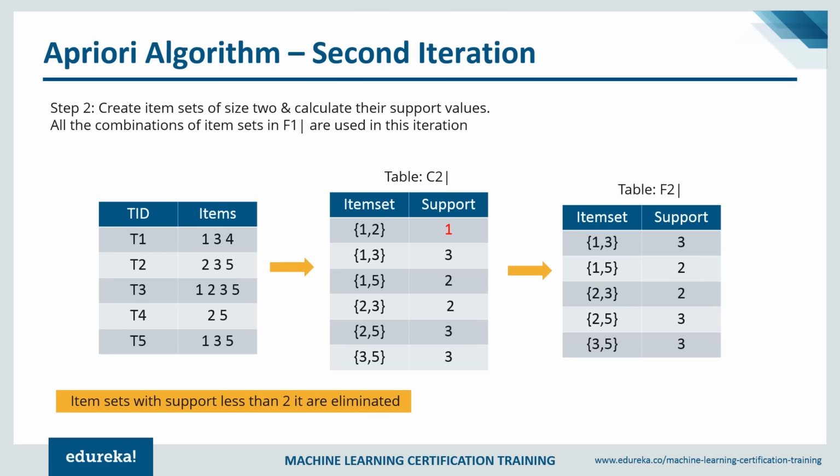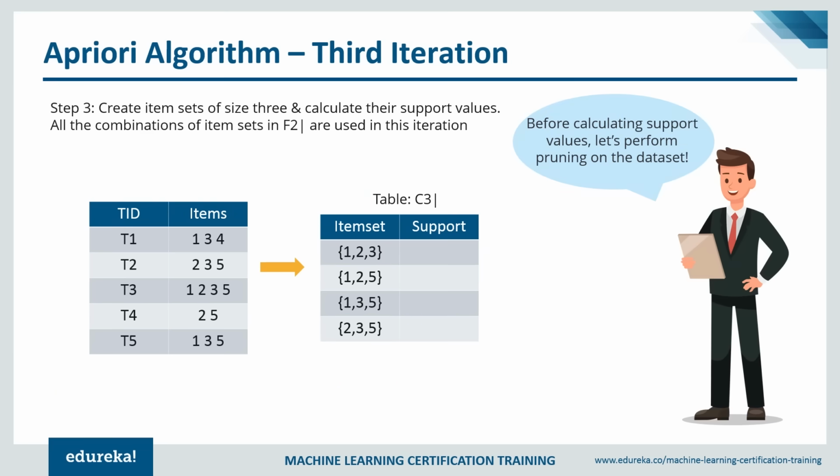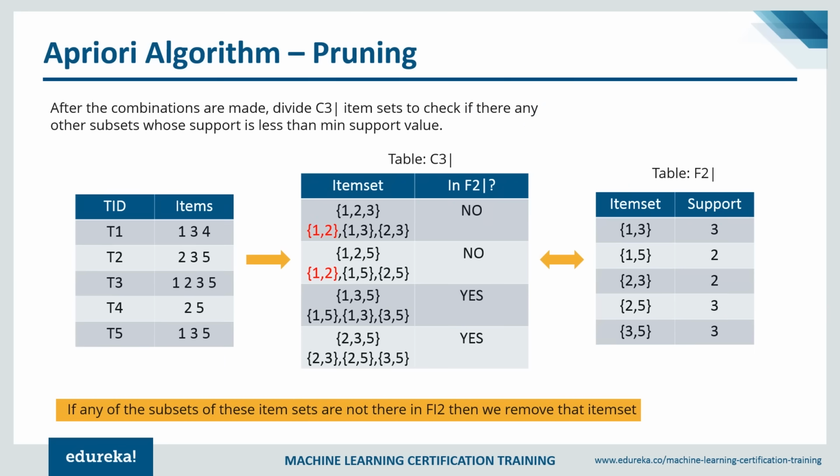Now, what we're going to do is create the item list of size 2. All the combinations of the item sets in F1 are used in this iteration. So we've left 4 behind. We just have 1, 2, 3, and 5. So the possible item sets are 1,2; 1,3; 1,5; 2,3; 2,5; and 3,5. Then again, we'll calculate the support. If we have a closer look at the table C2, we see that the item set 1,2 has a support value of 1, which has to be eliminated. So the final table F2 does not contain 1,2.